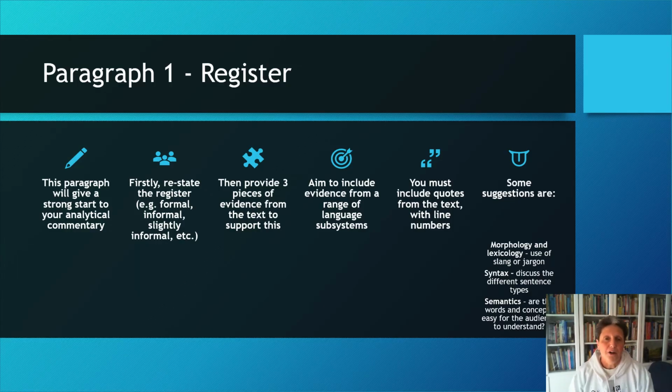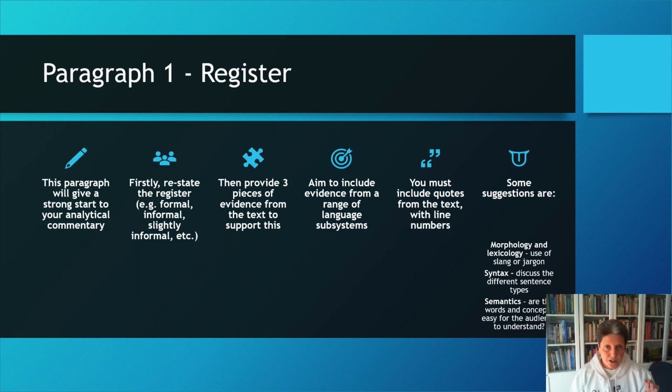So in your first paragraph, you might talk about the register first. The paragraph will give a strong start to your analytical commentary. You can talk about the register, how it's formal, how it's informal. Give examples from the text. Remember, when you give an example, you must give the line number. You need to include evidence from across all the subsystems. You have to refer to at least 2 subsystems.